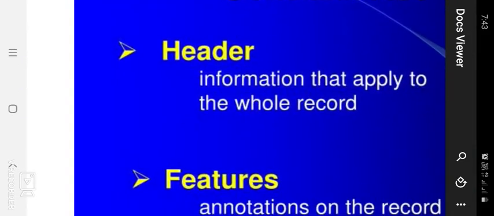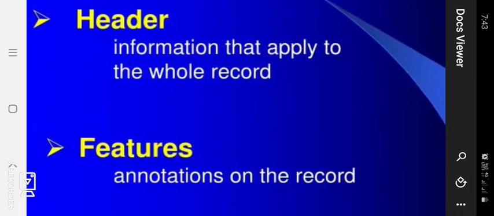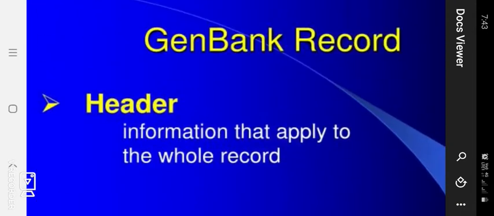I am asking the Part A question: what is the official website of GenBank? This is the exact and correct official website, so you go through it again and again: ftp.ncbi.nih.gov/GenBank. Okay, now the GenBank record has a header, features and sequences.